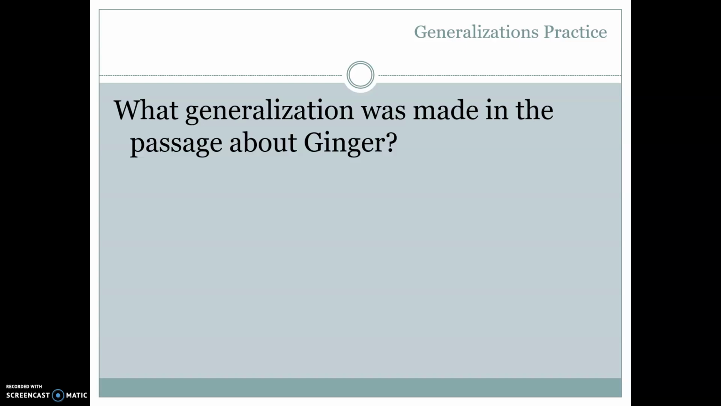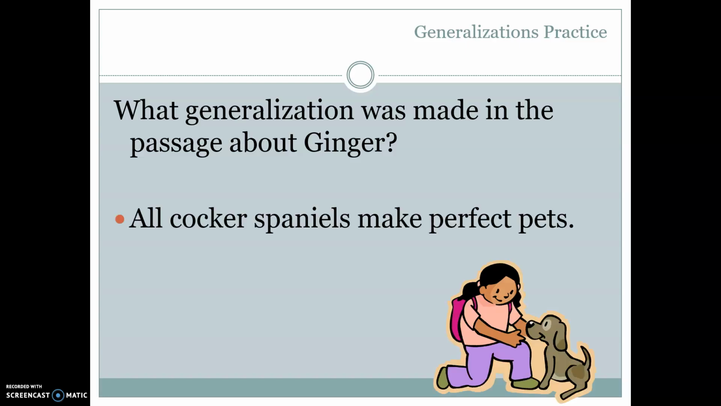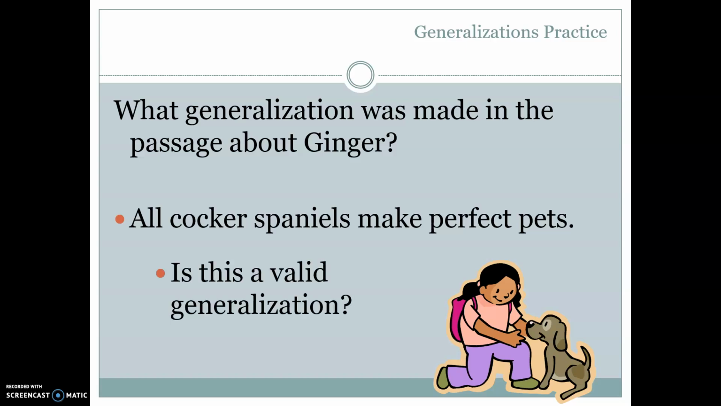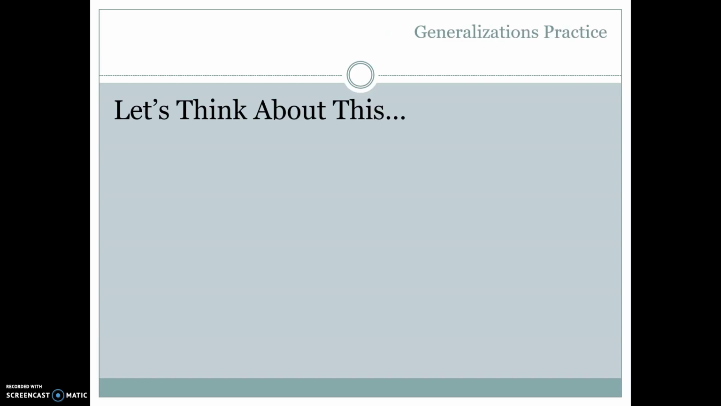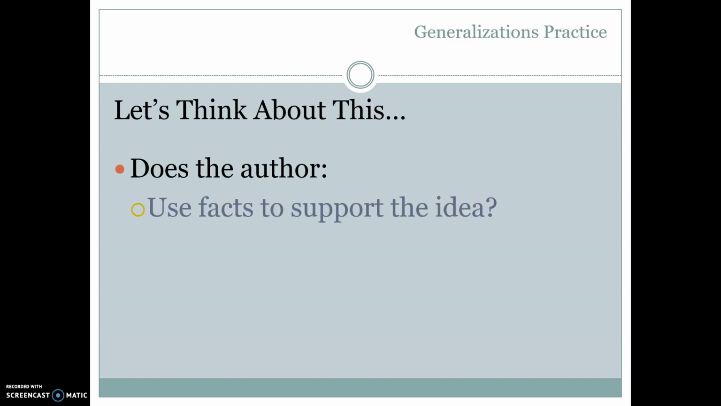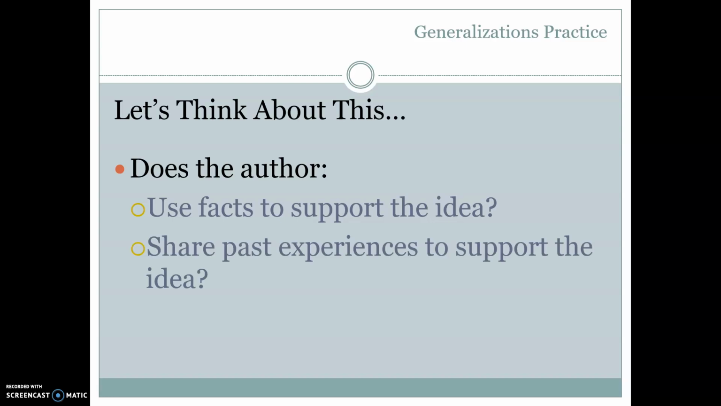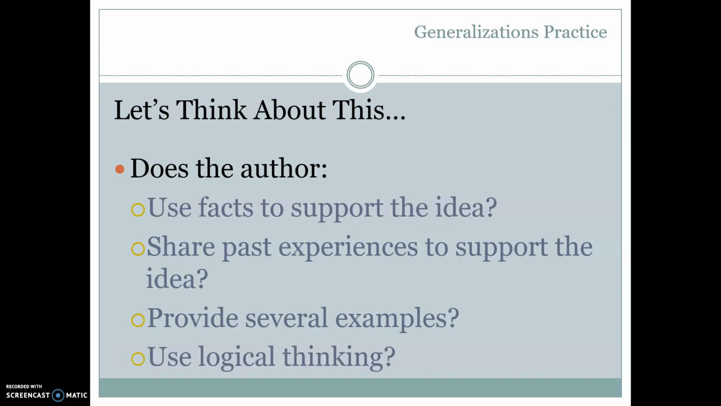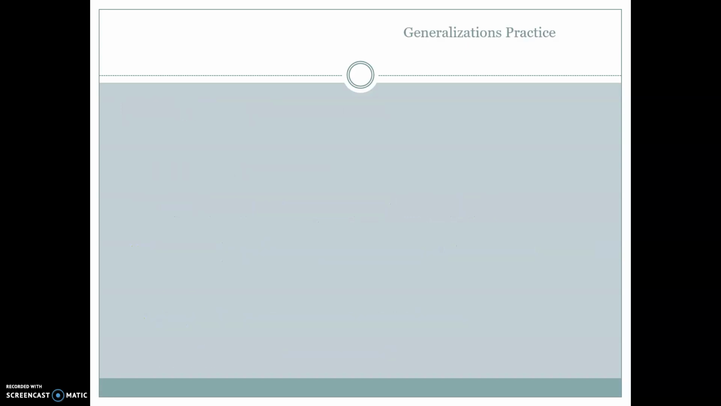Now, what generalization was made in the passage about Ginger? All Cocker Spaniels make perfect pets. Now, is this a valid generalization? Let's think about this, guys. Does the author use facts to support the idea, share past experiences to support the idea, and provide several examples? Does she use logical thinking?